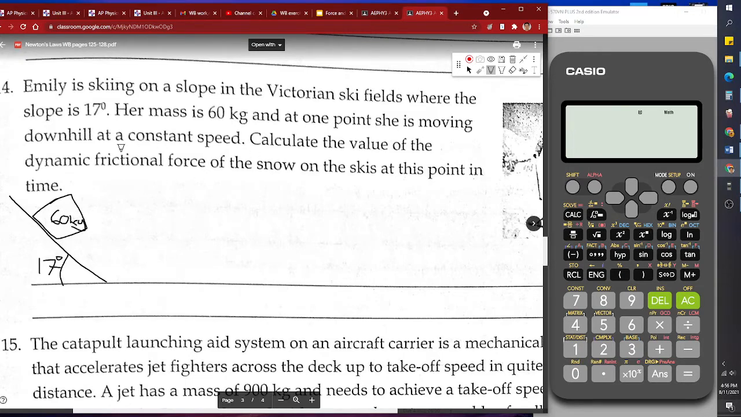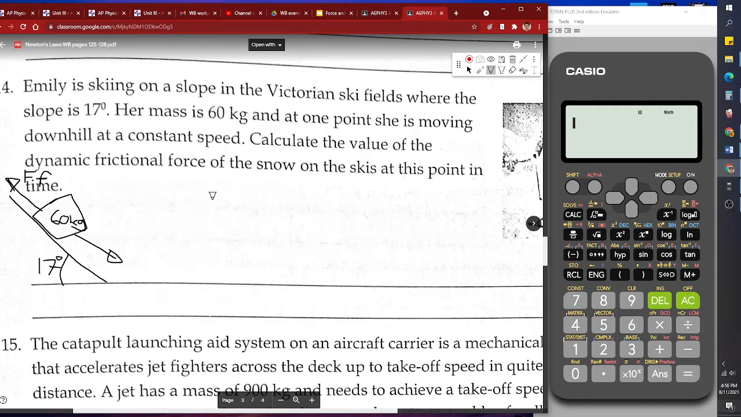And at one point she's moving downhill at constant velocity, so she's moving this way. That's her motion at the moment. Calculate the value of the dynamic friction. So the friction would go the opposite way of that. I'm going to label that FF, on the skis at this point in time.